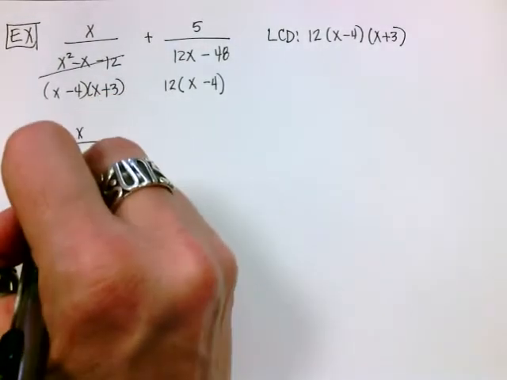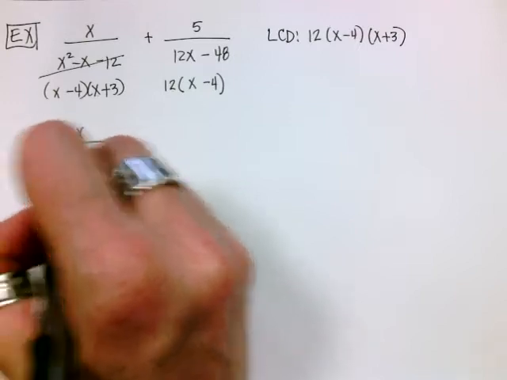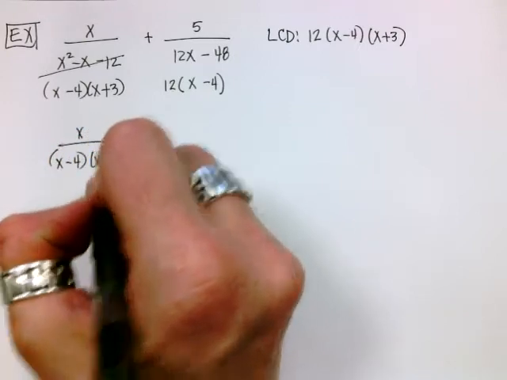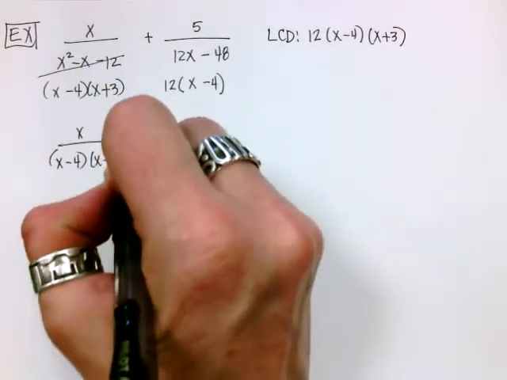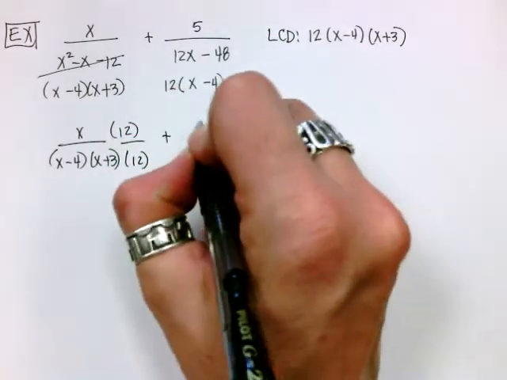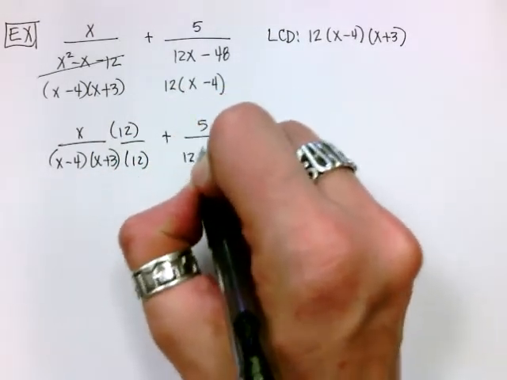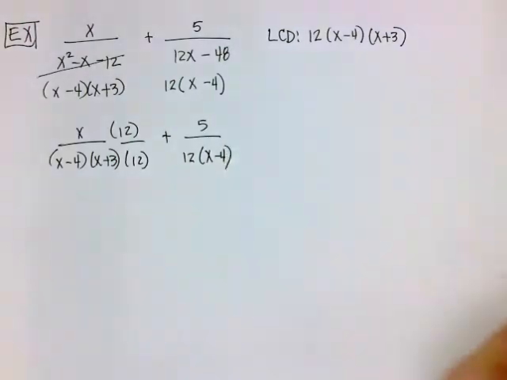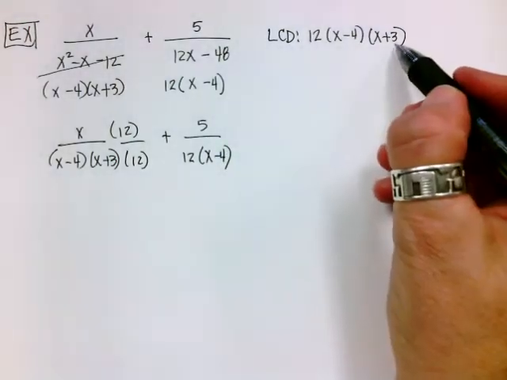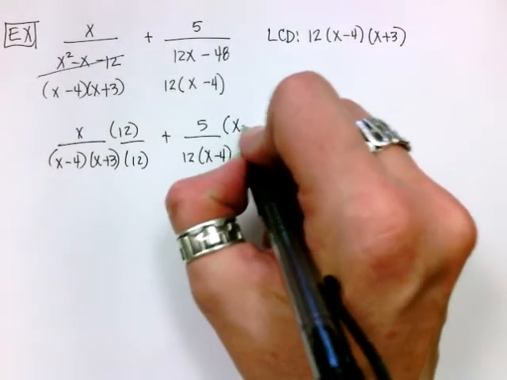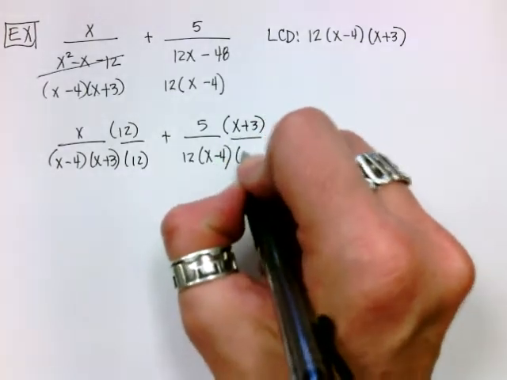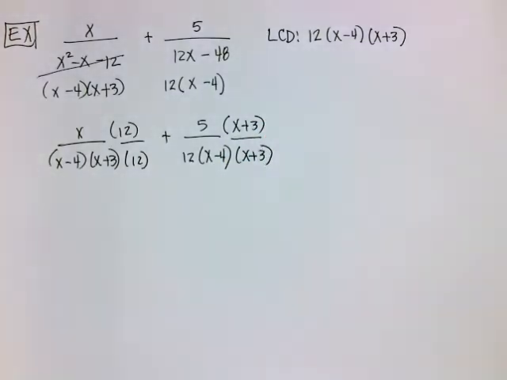So the first fraction, and I'm going to write it in factored form, x plus 3. I'm going to multiply by 12 over 12. The second fraction has the 12, and it has the x minus 4, but it's missing the x plus 3, so I'm going to multiply this fraction by x plus 3 over x plus 3.